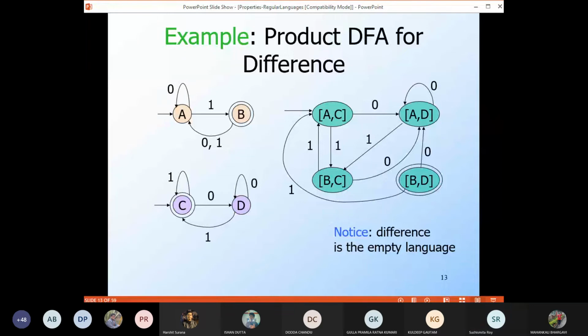Difference. In this particular example, the difference happens to be an empty language. Why is that? Can somebody tell me why it is an empty language here?